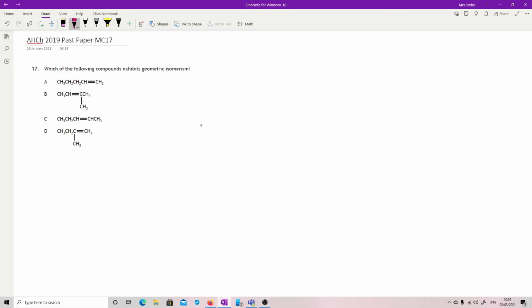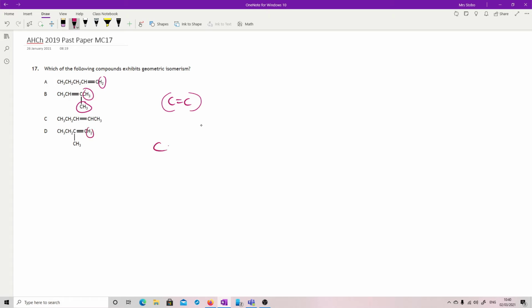Geometric isomerization means I need to have a carbon-to-carbon double bond, which I have, so that's not going to help me. And then I need to have carbons which have different groups on either side. So I can't have things which are the same. So this one has got a CH2, that's no help. This one is a CH3 CH3, so that's not any good. And this one's got a CH2.